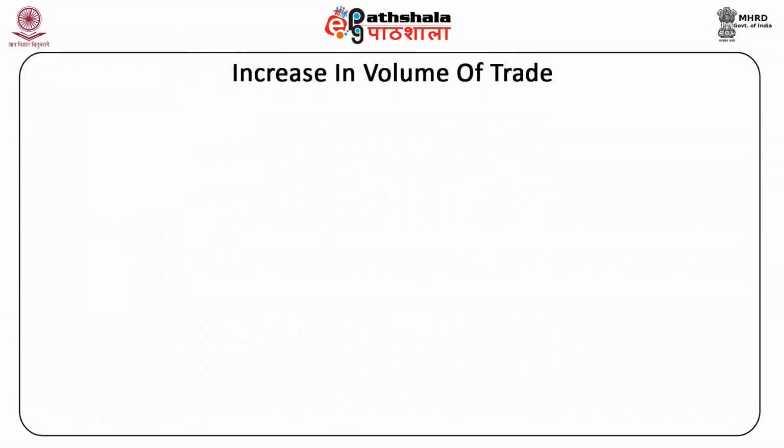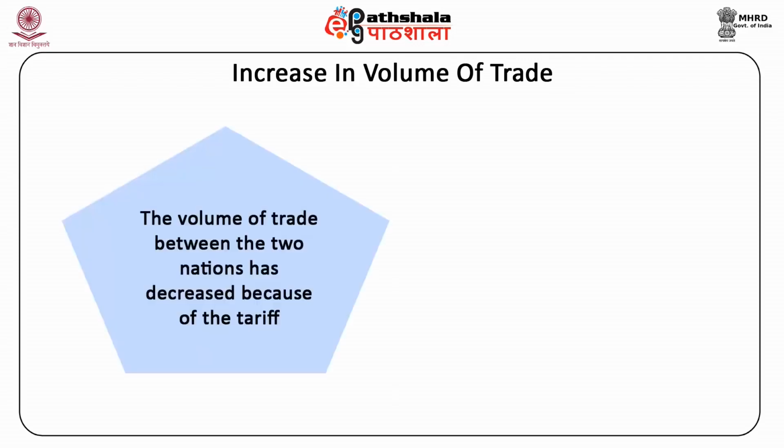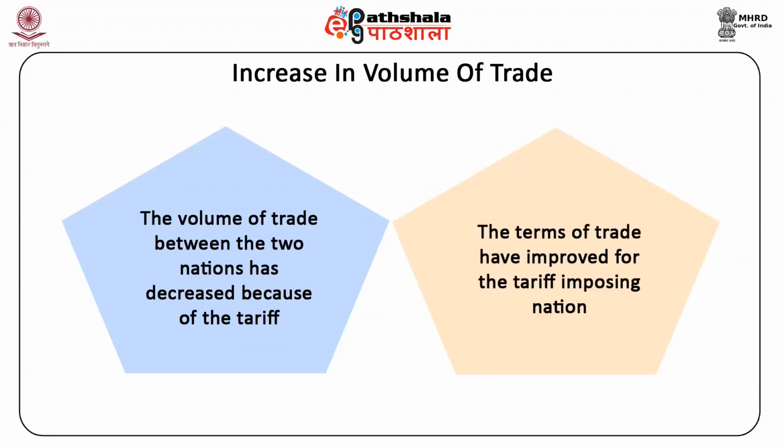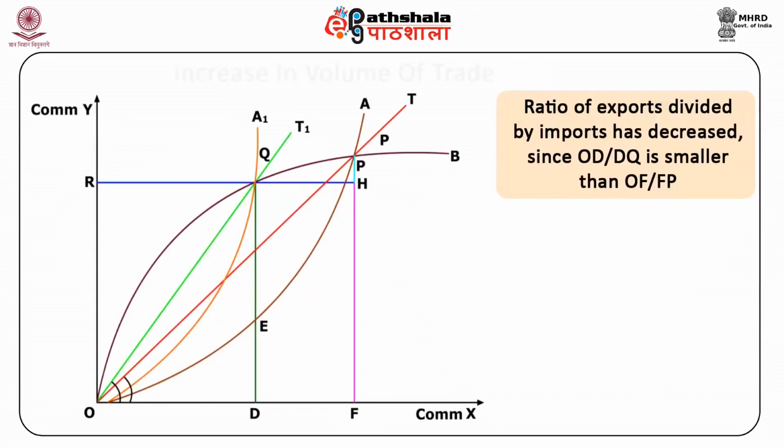After the imposition of tariff, when the trade equilibrium point moves from P to Q, the two results found are: first, the volume of trade between the two nations has decreased because of the tariff, and second, the terms of trade have improved for the tariff-imposing Nation 1. The ratio of exports divided by imports has decreased since OD by DQ is smaller than OF by FP. This implies that Nation 1, after the imposition of tariff, receives more imports per unit of exports than was the case before the tariff was imposed.